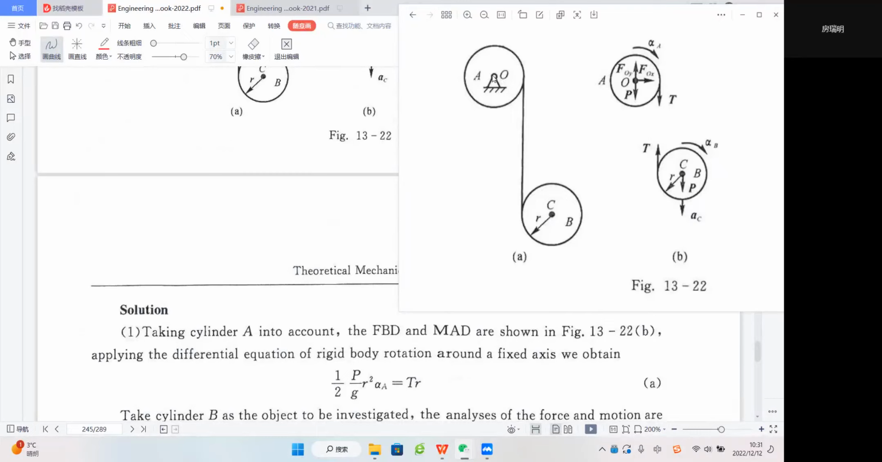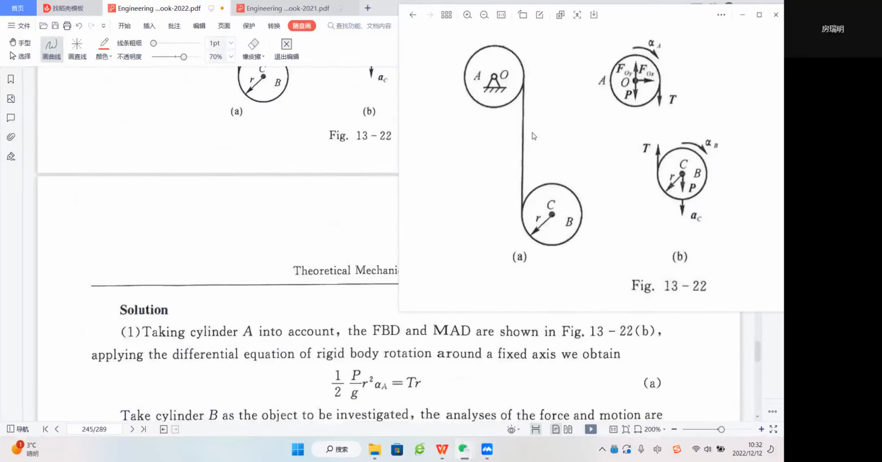Because here we have a pin, right? So it will have two directional constraint forces, Fx and Fy. We also have its weight, P, along the vertical direction, which is opposite to the y direction, right? And if we think we cut this rope off, then it will have a tension force here.